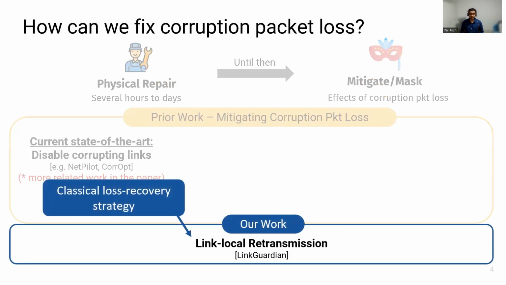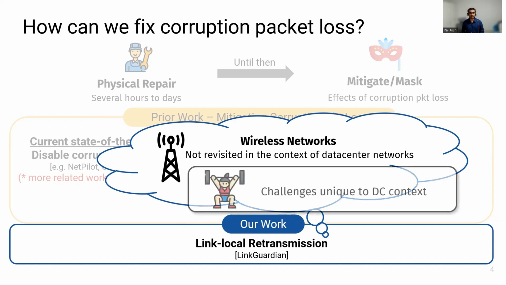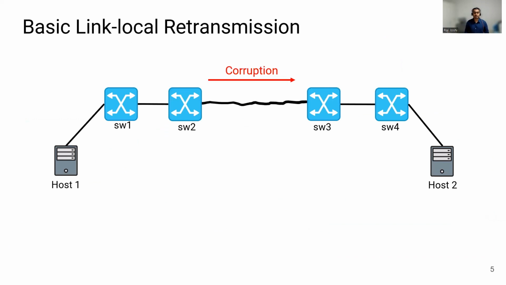In this paper, we revisit the classical loss recovery strategy of link local retransmission because it does not face this limitation. Now, link local retransmission is not a new idea. It has been widely deployed previously in wireless networks, but to the best of our knowledge, it has not been revisited in the context of data center networks. We believe this is because of challenges that are unique to the data center context. Now, to understand why it is challenging to do link local retransmission in a data center context, let's look at a basic link local retransmission scheme.